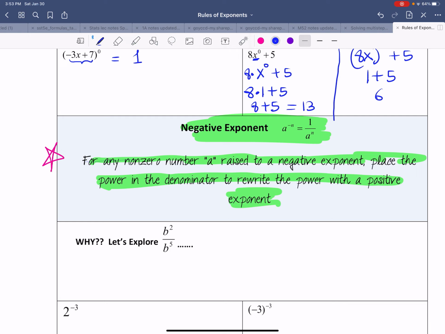So you can bring it to the bottom and make it positive, okay? Now, why does that really work? So think about 2 to the 3rd power, 2 to the 2nd power, 2 to the 1st power, 2 to the 0 power, 2 to the -1 power, 2 to the -2 power.